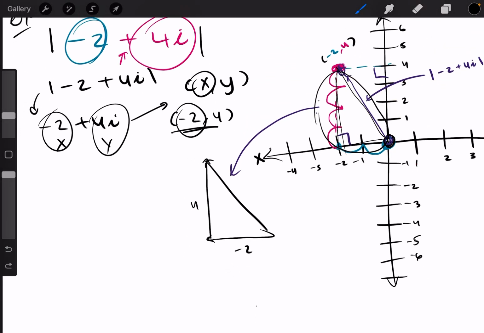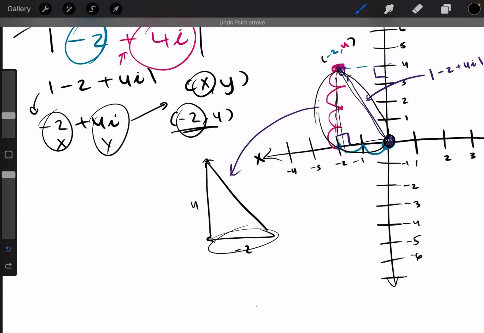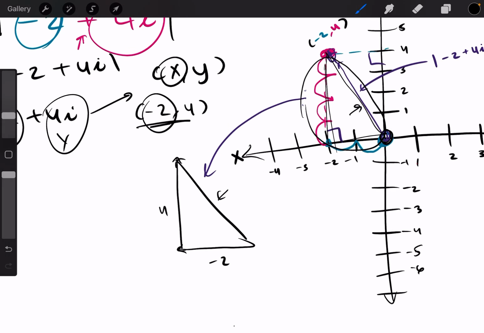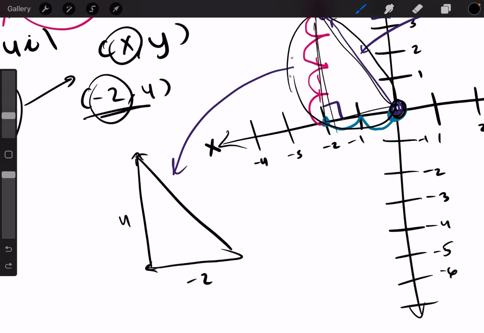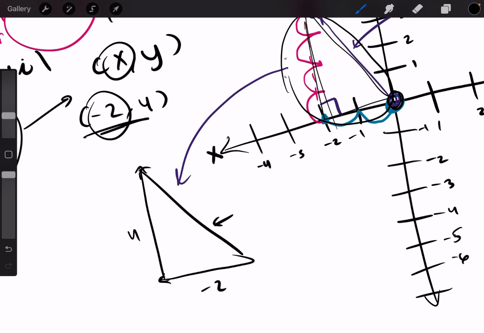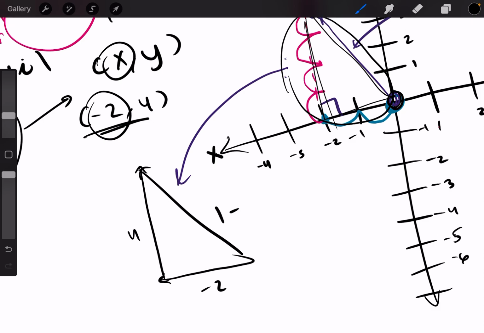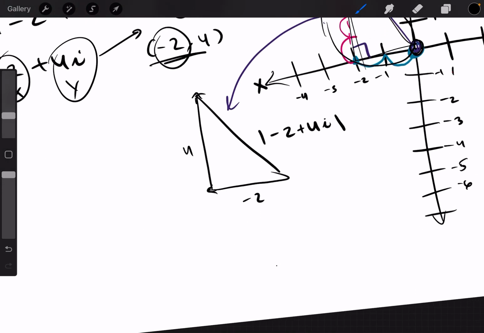This axis, just how this is this axis, right here. And this line is this, right here. And this line is the absolute value of -2 plus 4i.